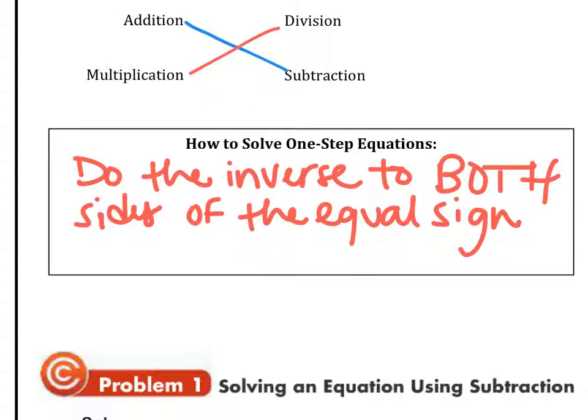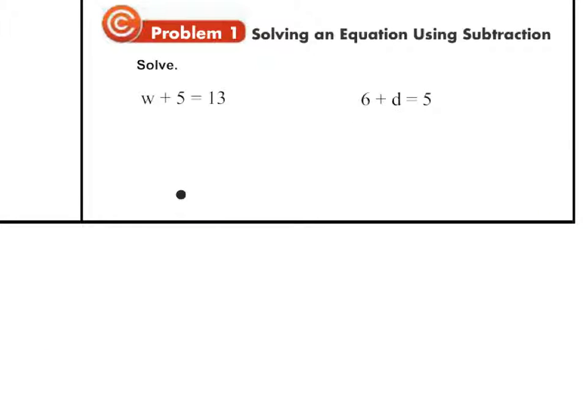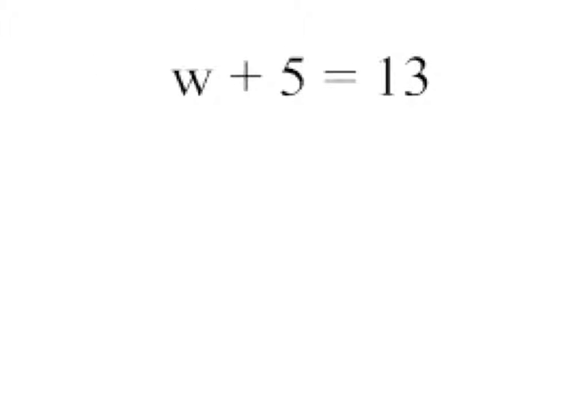So solve one-step equations. Do the inverse to both sides of the equal sign. That's super important. We're going to solve using subtraction. What's happening to your variable right here? Would you please tell your neighbor what operation is that right now? Addition. Yeah, it's addition. Okay. So you're going to see me draw a balancing line a lot of times. So I'm going to draw a line down my equal sign. That tells me what I do to one side I have to do to the other.